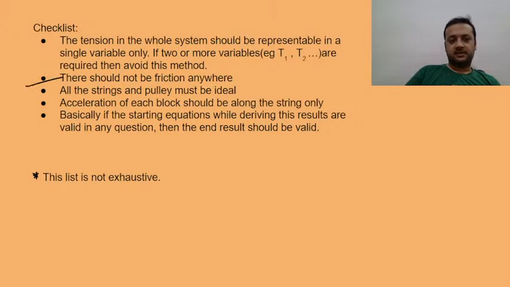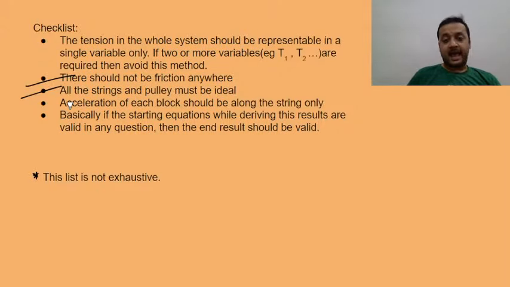There should not be friction anywhere. Friction should not be present for our tension formula to work. If you remember, while deriving this, the friction was not taken into account. So if friction is present, ideally you should avoid this. All strings and pulleys must be ideal. That means there should not be any rotation of the pulley, the moment of inertia and all those things should be zero. The pulley should not have any friction, and it should not rotate. So ideal situations must be present.